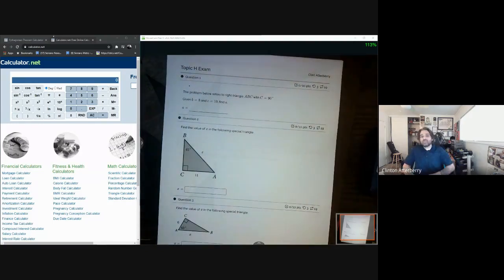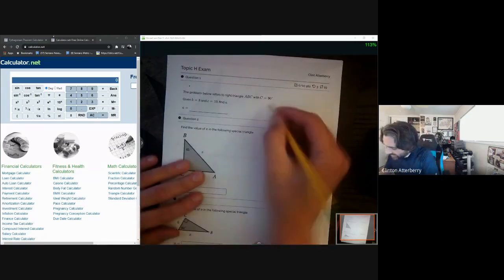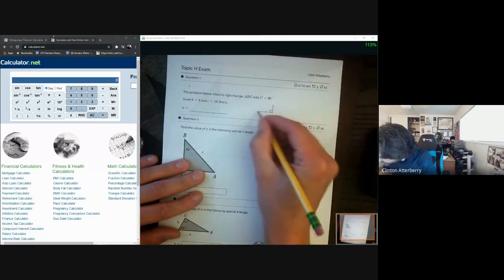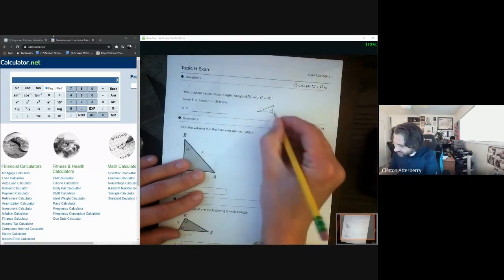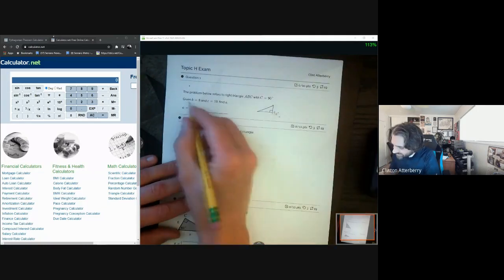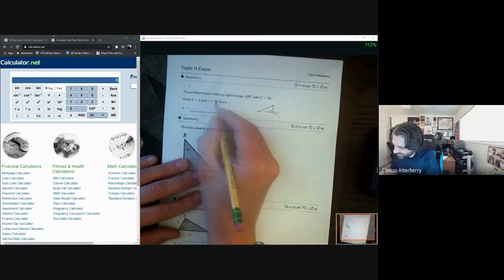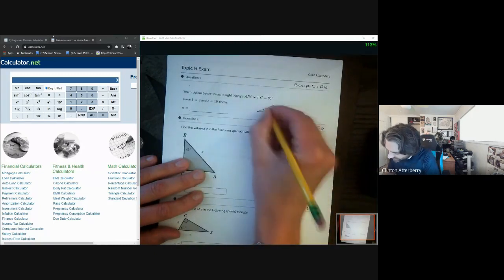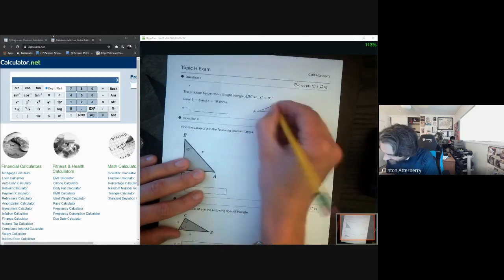Okay, first question says the problem below refers to right triangle ABC where C is 90 degrees. So when you have a right triangle, you have an L and that's your 90-degree angle. You have a single C, 90 degrees. So it says little b is 8 and big C is 10. So if this is C, like capital C, this is going to be a little c. And then it doesn't really matter. We can call this A and this angle B.